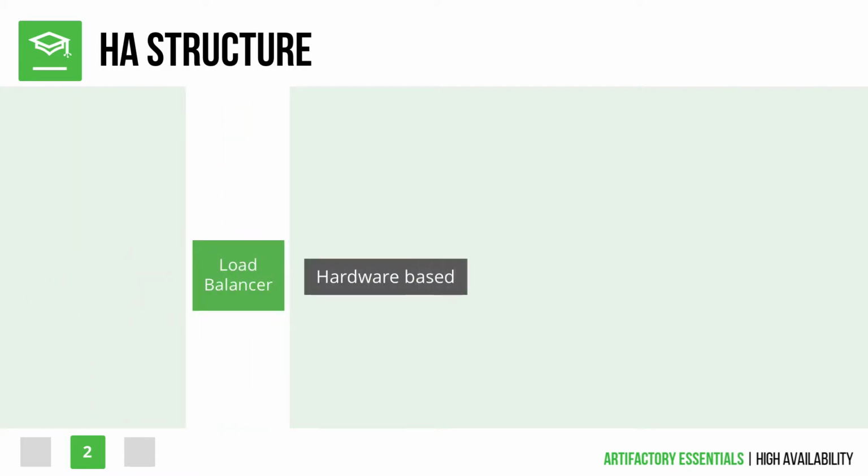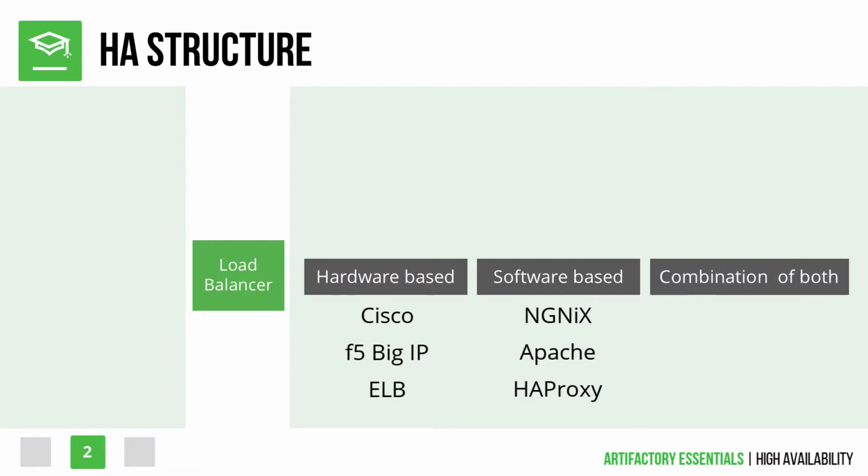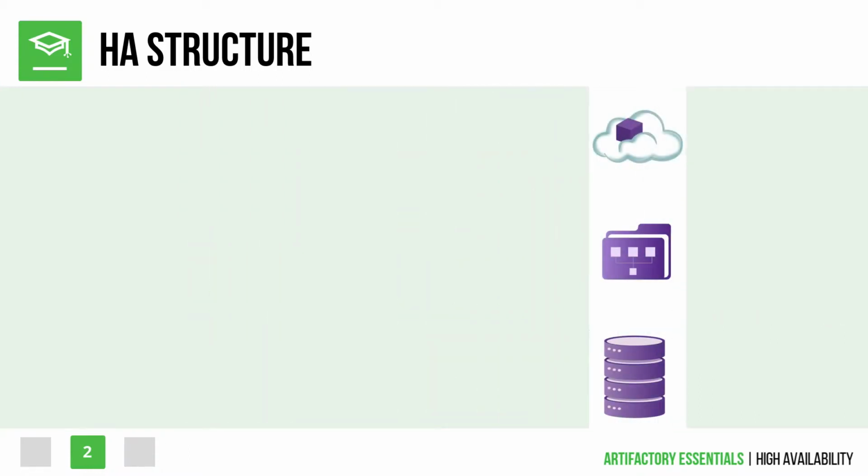The front end is equipped with a load balancer. The load balancer can be hardware, supplied by brands like Cisco, F5 Big IP, or an AWS Elastic Load Balancer, or ELB. Another option is a software-based load balancer such as solutions offered by Nginx, Apache, or HA Proxy. You might also have a combination of both hardware and software for your load balancer. With a combination, you can set up basic rules on the hardware load balancer and apply more complex proxies to the software tier. On the back end of the setup, you have the storage solution and the Artifactory database layer.